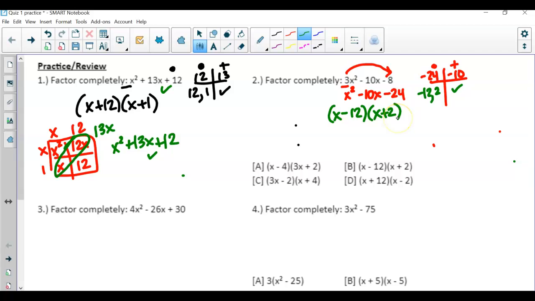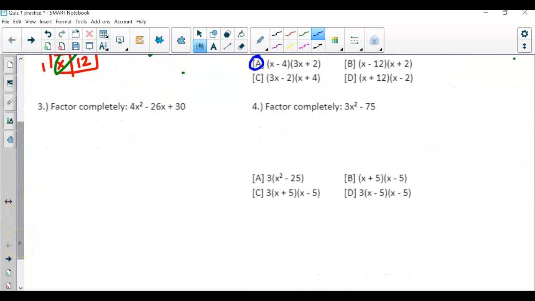But remember, with bottoms up, are we done? Is this our final factored form? No, because remember, whatever we multiplied by our A value, make sure to now divide. So here we divide by 3. Now I've got x minus 4 from 12 divided by 3, and then bottoms up, 3x plus 2. That's why the answer is A.